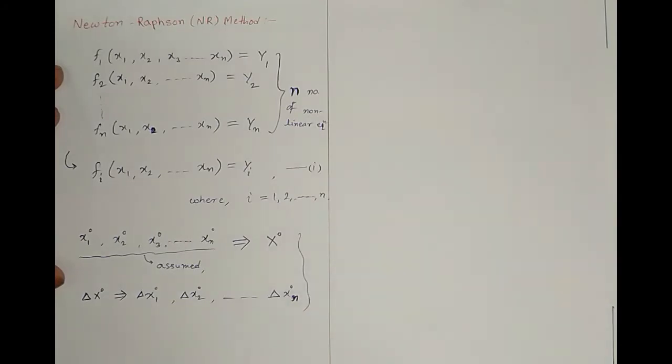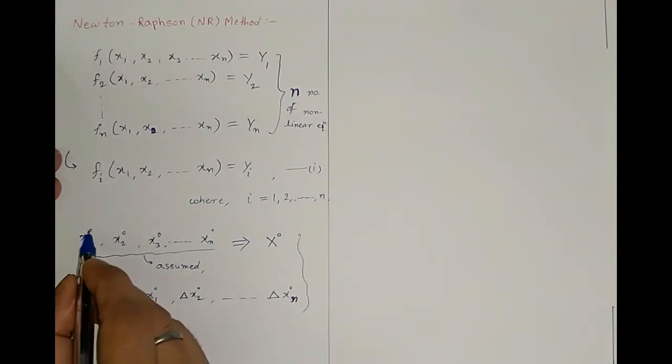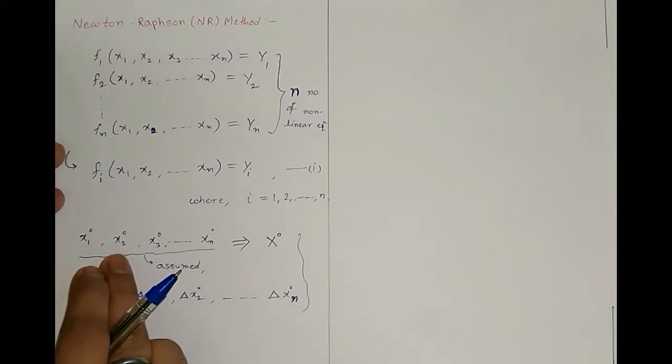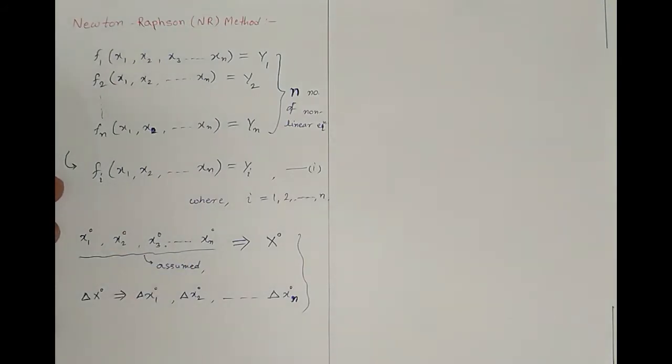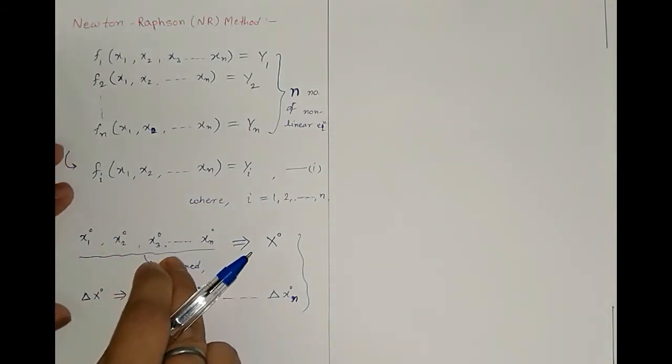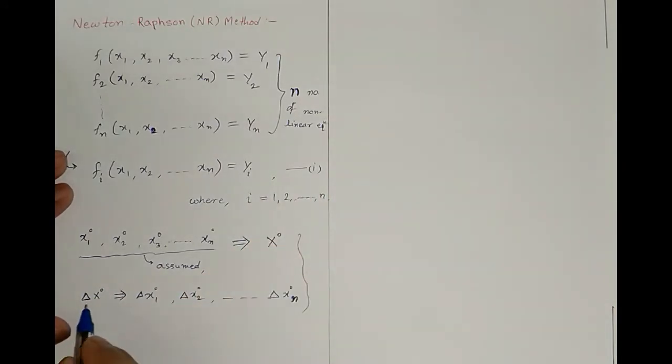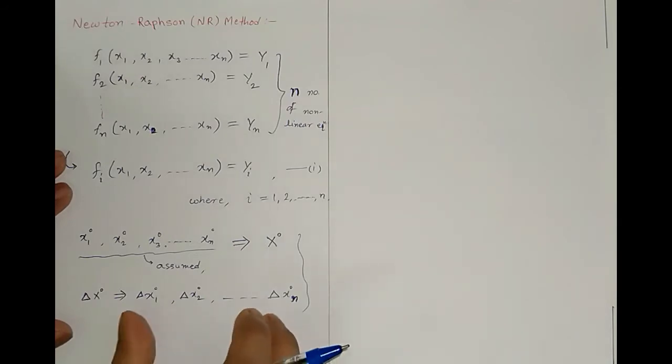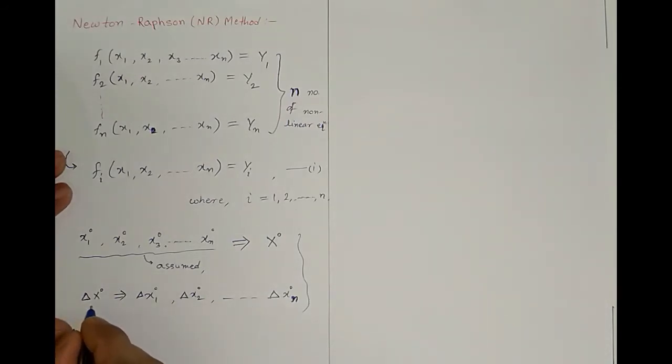Again we are explaining these things. Since we have assumed an initial solution, that's why it carries the superscript 0; this initial solution closely satisfies these equations. By putting these assumed values, we will get the error, and this error is delta x1(0), delta x2(0), and in general form this is written as delta capital X0.